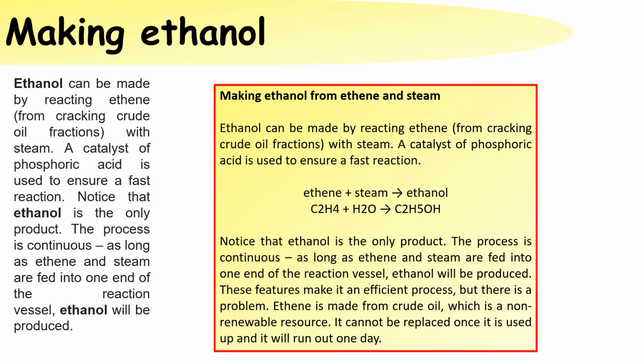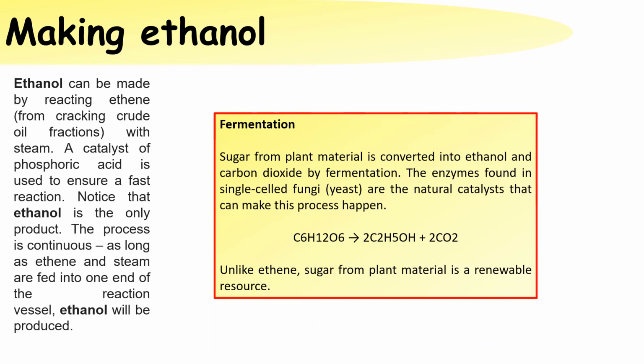The second way to form ethanol is by fermentation of glucose. Sugar from plant material is converted into ethanol and carbon dioxide by fermentation. The enzymes found in single-celled fungi such as yeast are natural catalysts that make this happen. Unlike the reaction involving ethene, this is a renewable process as we can always grow more sugar. The big problem is that it does not produce very strong ethanol, and the ethanol that it produces is not pure.